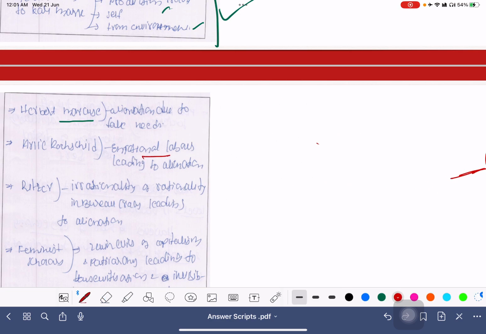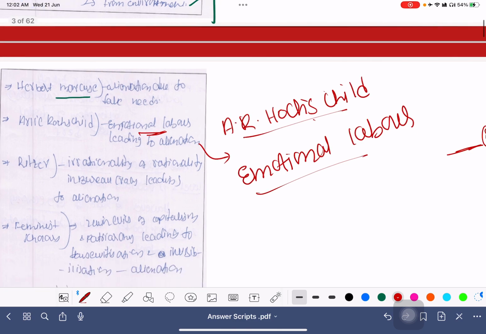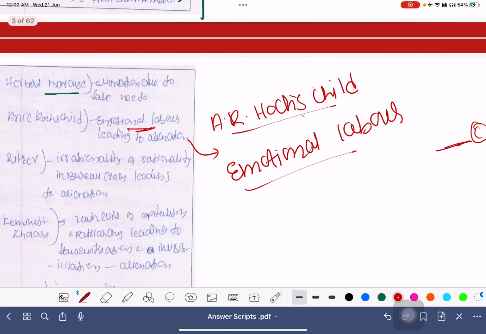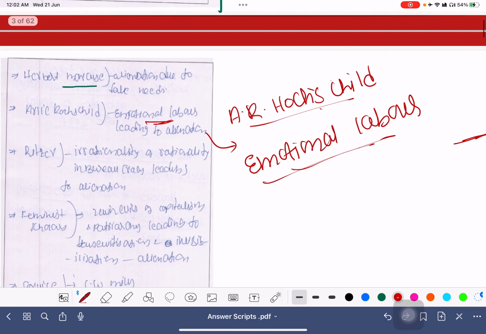Next, A.R. Hochschild. In her study of Delta Airlines and similar settings, she talks about emotional labor leading to alienation. What is emotional labor, sir? Many times you have seen, when you get into a flight, irrespective of the nature and tiring job of the air hostess, she always wants to keep smiling. So this is emotional labor. Hochschild talks about that.